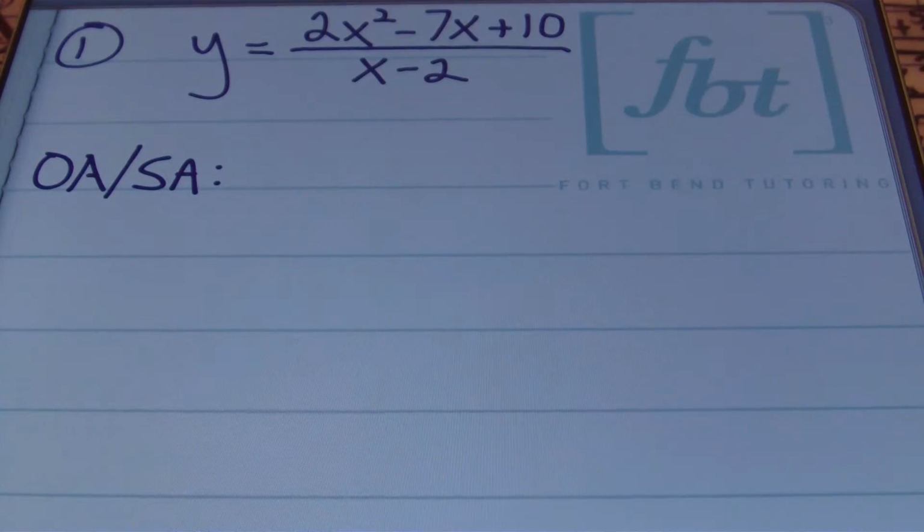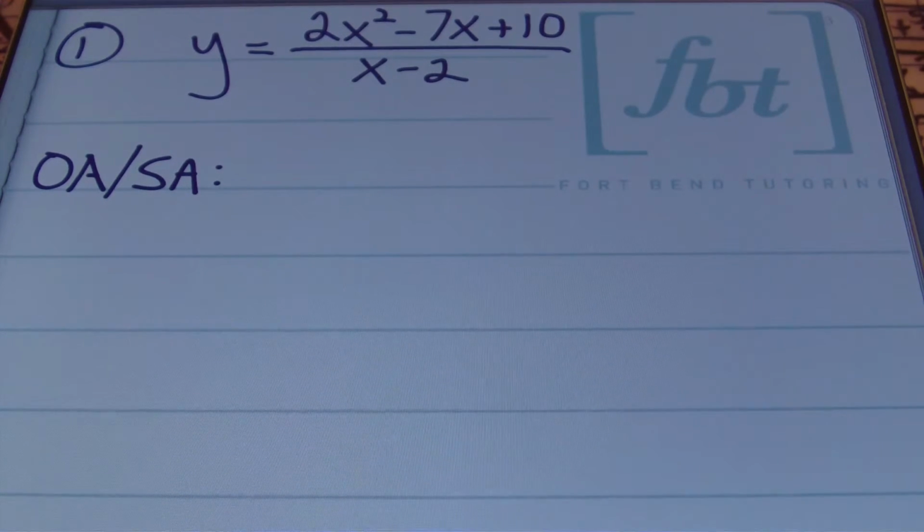In problem 1, we have y equals 2x squared minus 7x plus 10 divided by x minus 2. Now notice how in the numerator we do have a quadratic trinomial, but in order to find the oblique asymptote, we do not need to factor this. In fact, you don't want it to be factored. And if it is already factored, you probably want to multiply it together. It'll just make the process that much easier.